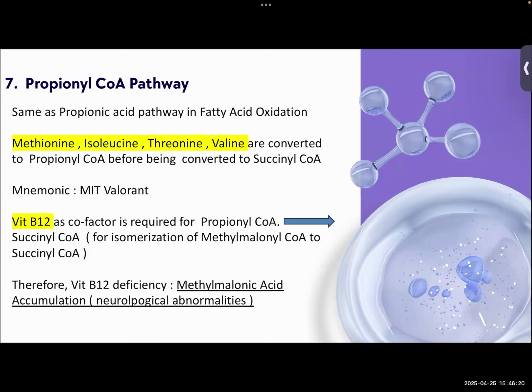Again, you don't need to remember this. Just remember vitamin B12 is a cofactor for one of the intermediate reactions in the propionyl CoA pathway, B12. And remember that if you have B12 deficiency, you may have methylmalonic acid accumulation, which could lead to neurological abnormalities. And if you're interested, I have written everything down, so you can just read it and understand. But just remember, B12 is a cofactor for one of the intermediate reactions.